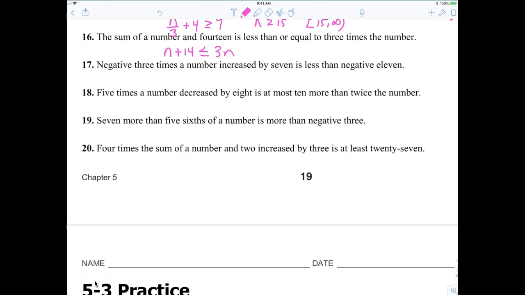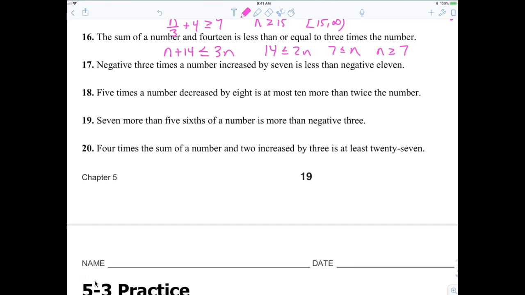And again, we're practicing our mental math, so move the what? So it would be 14 is less than or equal to what? 2n. And then what? Divide by 2, so 7 is less than or equal to n. Switch the sign. So n is greater than or equal to what? 7. But you have to do that.